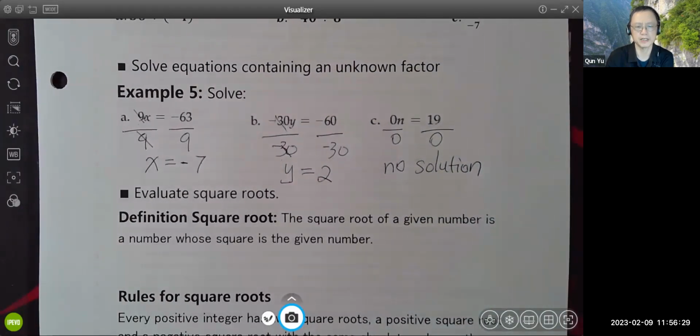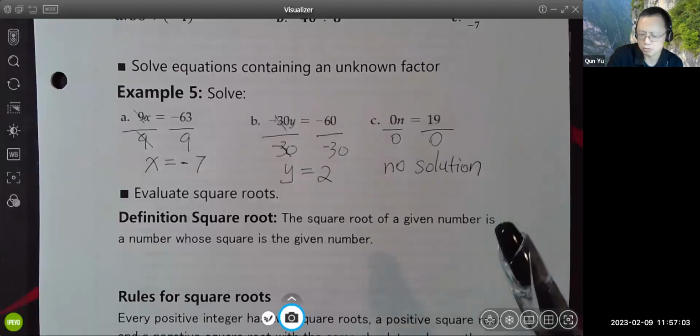Our next objective is to evaluate square roots. First of all, we want to understand what a square root is. A square root is actually a number or numbers. One multiplied by itself will be equal to the given number. Again, the square root of a given number is a number or numbers that, multiplied by itself, is equal to the original given number.